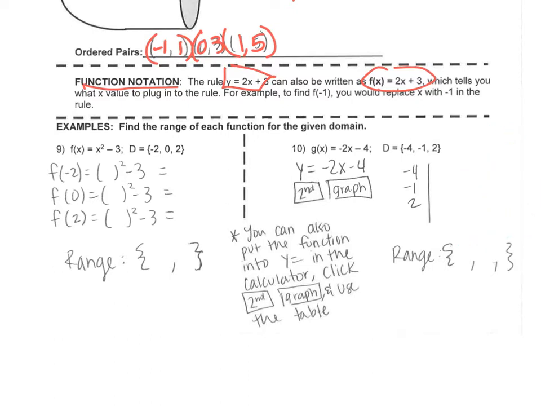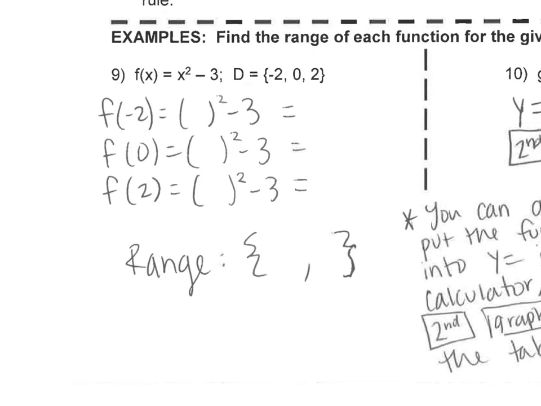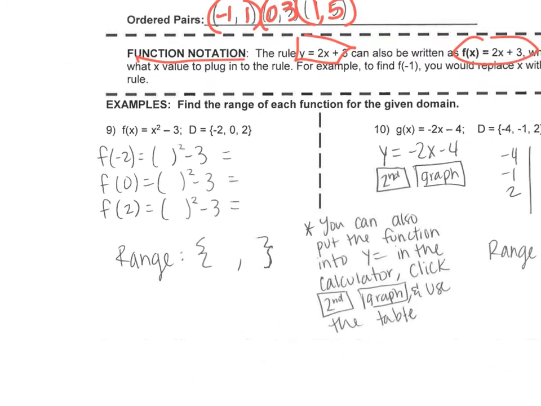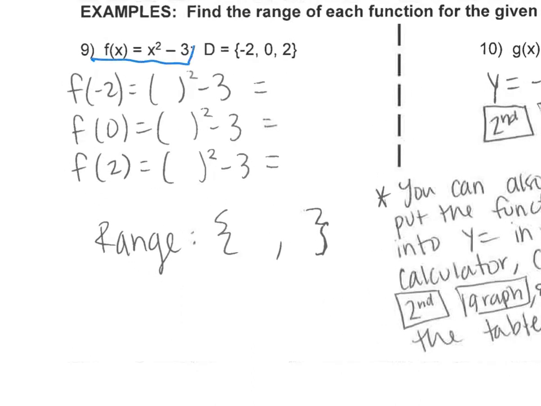So let's go take a look at number 9. Number 9 says find the range of each function for the given domain. Now they've given me the function, and I know that these are my x values. So that tells me that I need to plug in each of the x values. I'm going to start by plugging in -2. I've got -2 squared plus 3 equals 1.